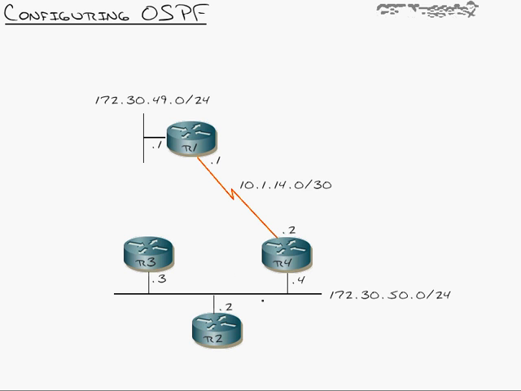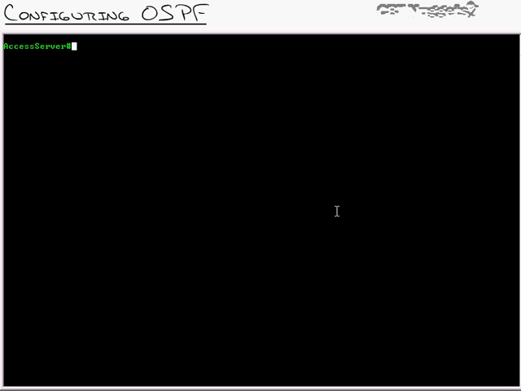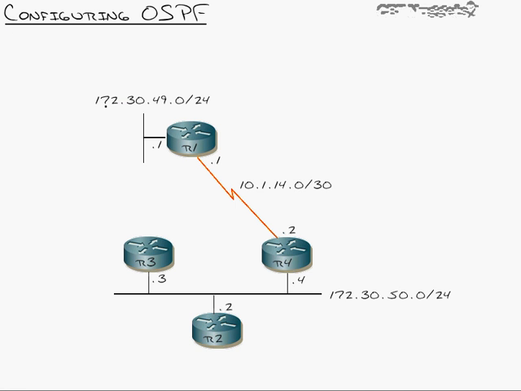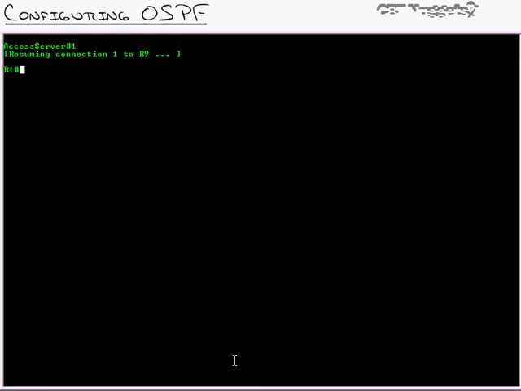So let's get started. I'm going to start up here on router 1. Let me bring up the prompt. So router 1, I'll just glance back at the diagram. We've got 172.30.49.0 as one part of the process, and then 10.1.14.0/30 as the other part. Now, the OSPF configuration relies heavily on the wildcard mask.